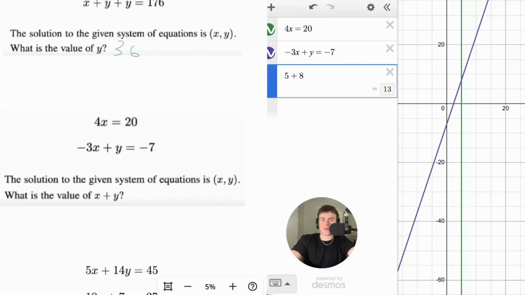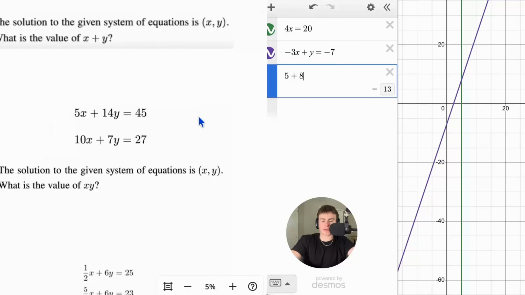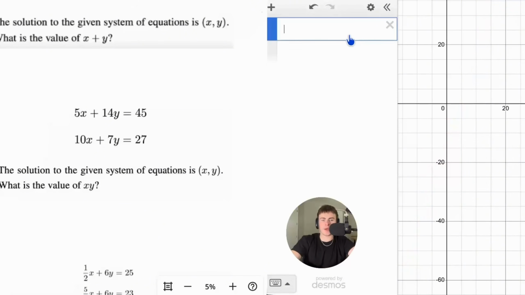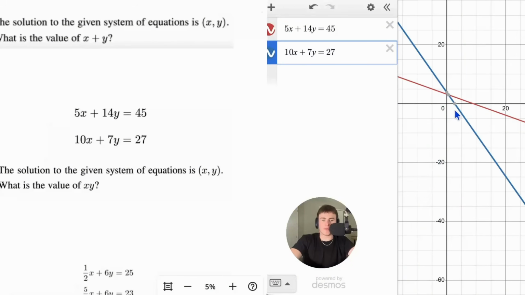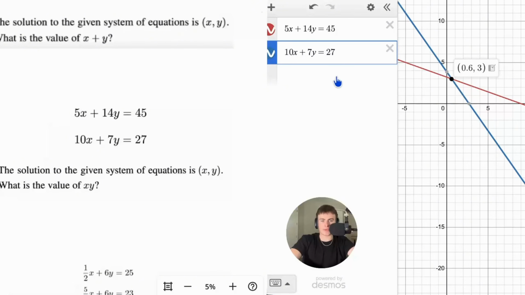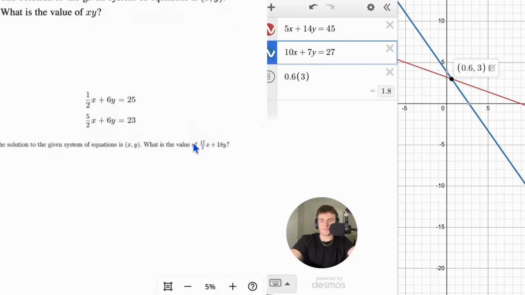Now, let's do one that's maybe slightly harder. It says, the solution to the given system is x comma y. What's the value of x times y? Okay, we're ramping it up a little bit here. But you just literally type it in. That's my line. That's my second line. They intersect here, where x is 0.6 and y is 3. So it's literally just that times each other, and you get 1.8. So once again, just literally a 10-second question, you get the answer. That's it. Let's move on.